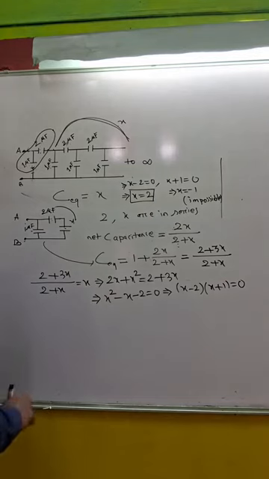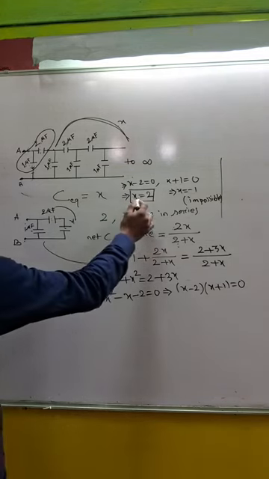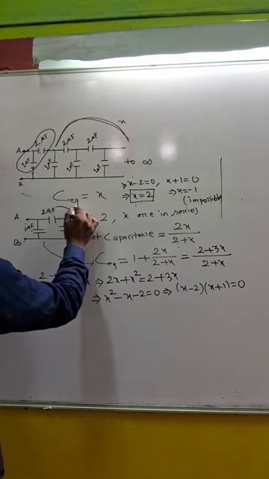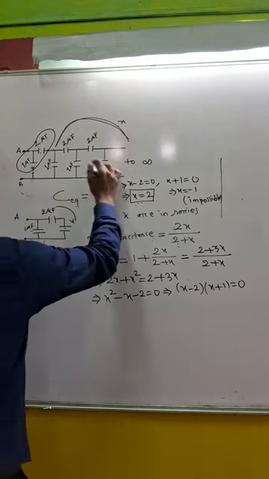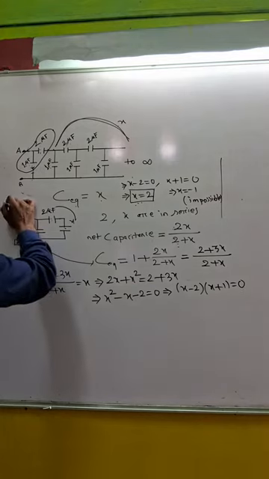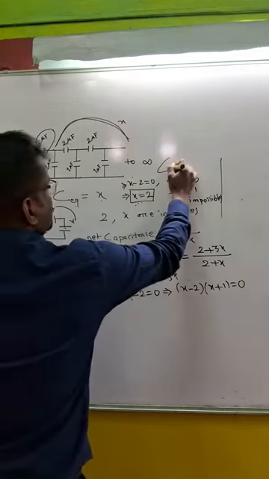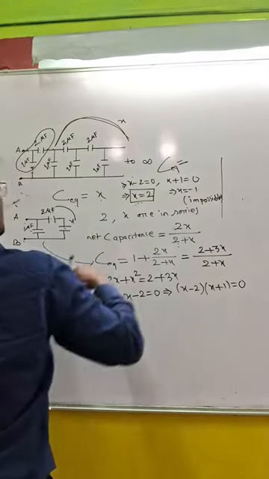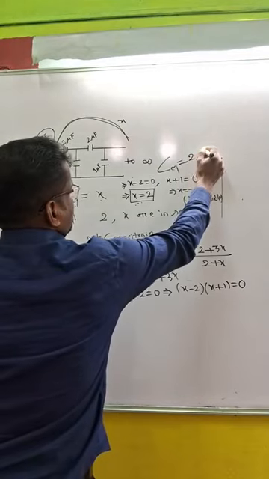That means in case of an infinite number of capacitors connected this way, you can solve in this process. X is 2, and C equivalent is X. So C equivalent we have calculated is 2 microfarad.